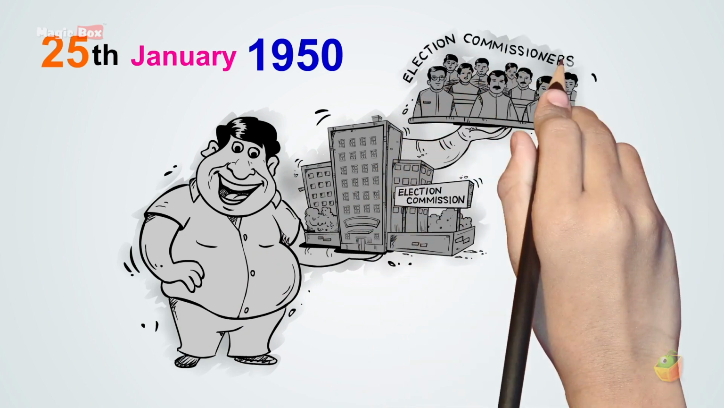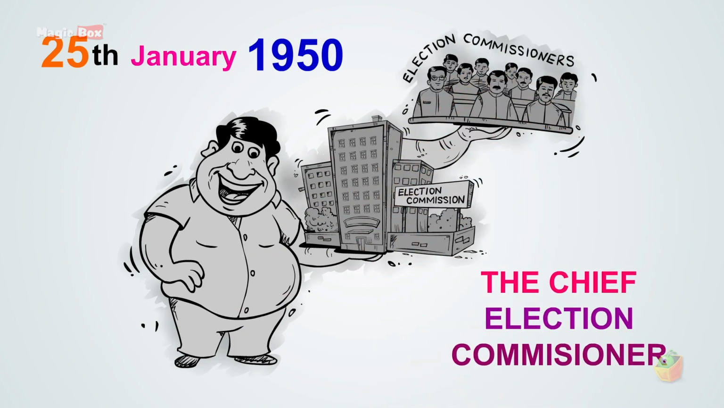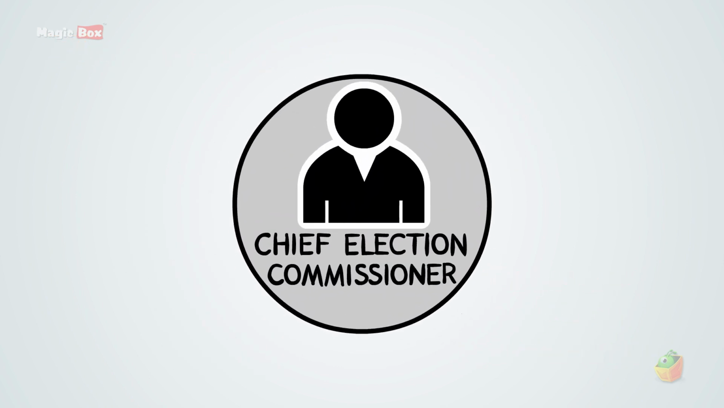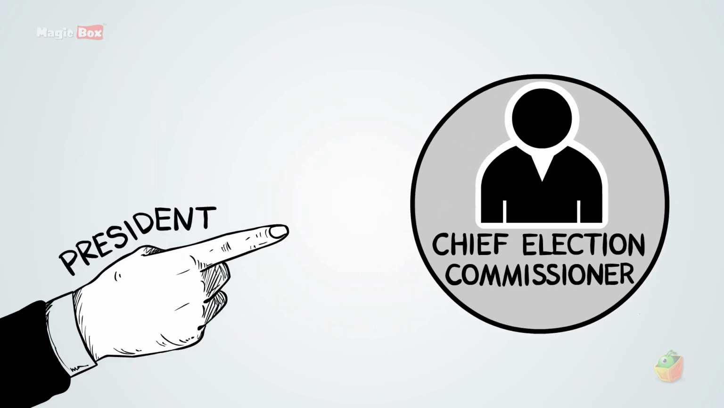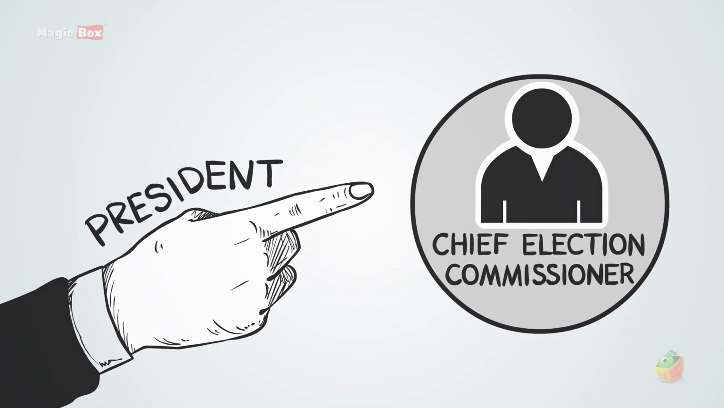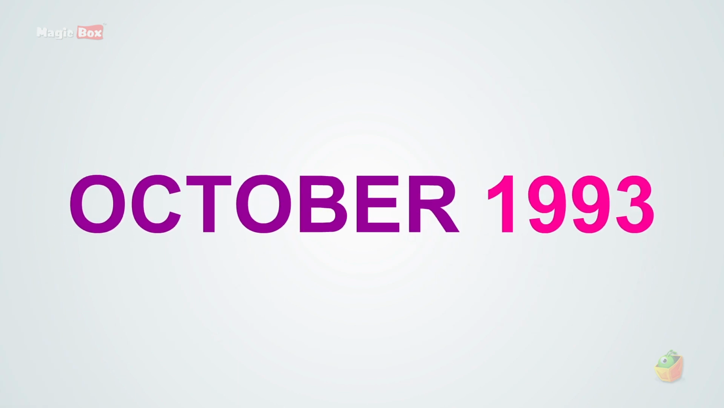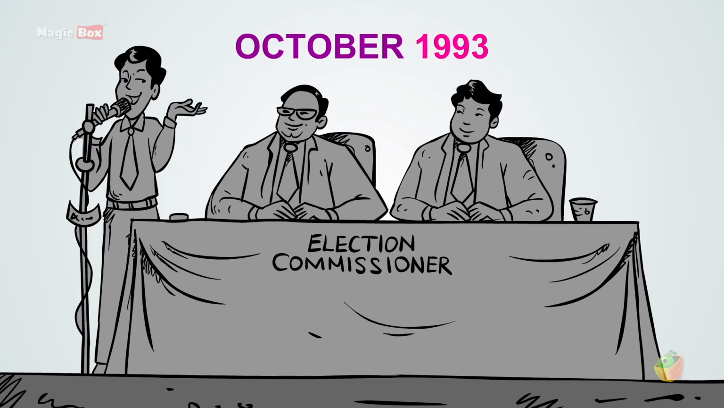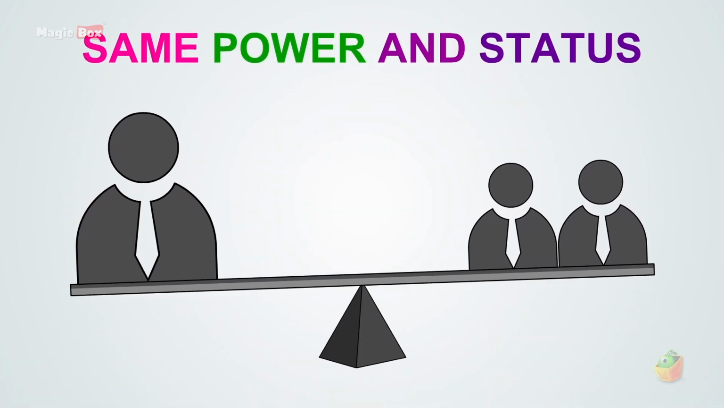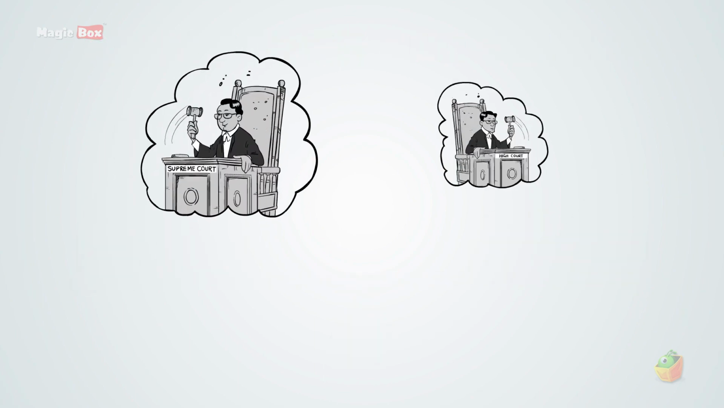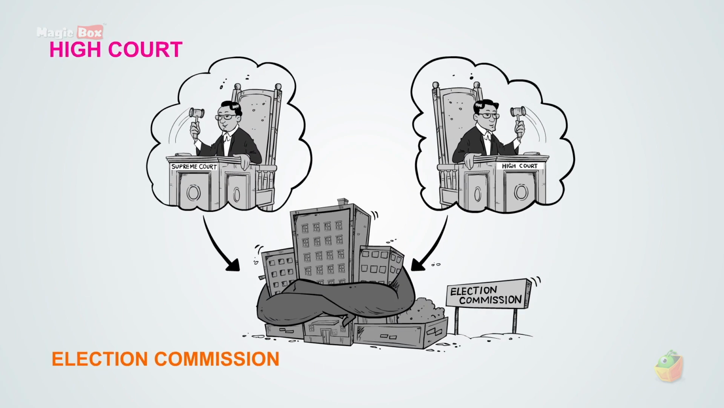The Election Commission consists of a Chief Election Commissioner and other commissioners. The Chief Election Commissioner is the head of the Election Commission of India, and he or she is appointed by the President of India. From October 1993, two more election commissioners were also appointed. They have the same power and status as the Chief Election Commissioner. The decision of the Commission can be challenged in the High Court and Supreme Court of India by appropriate petitions.